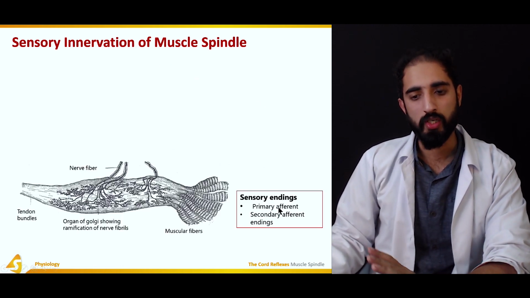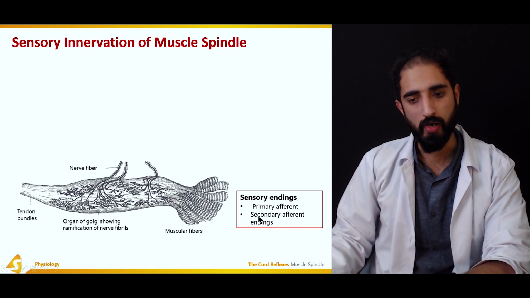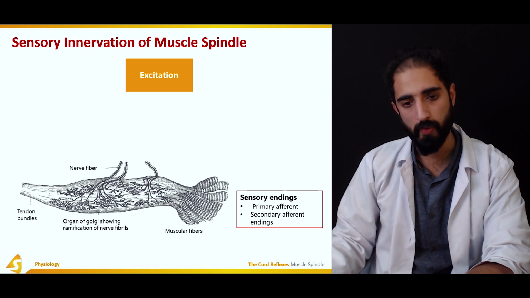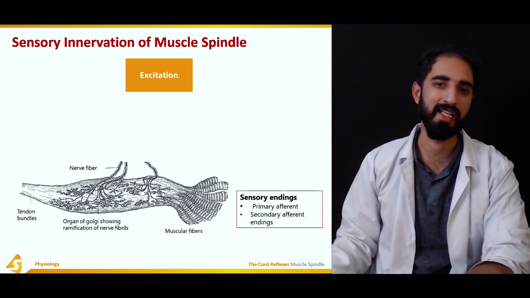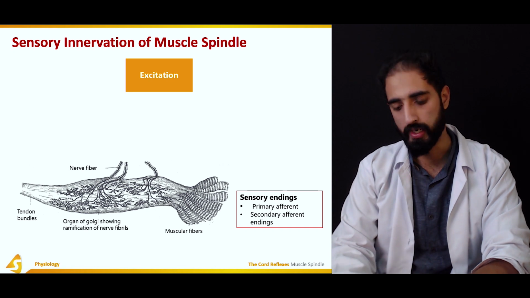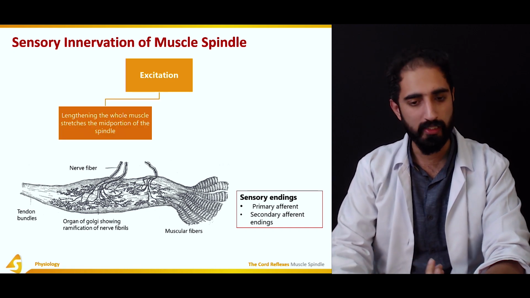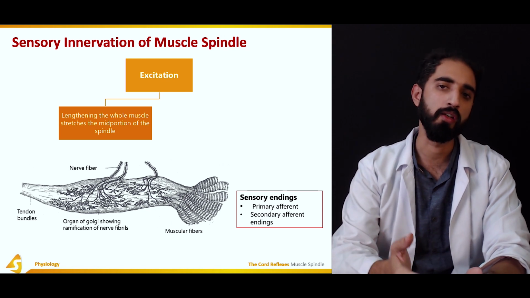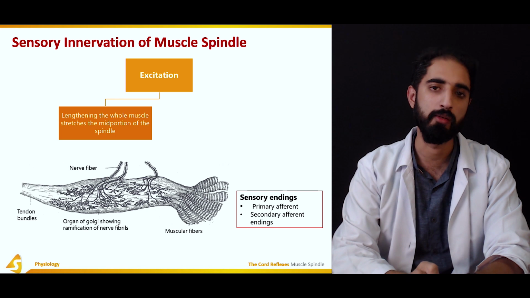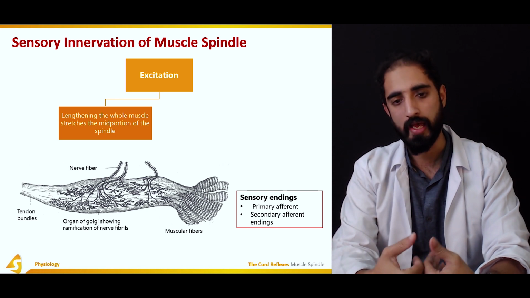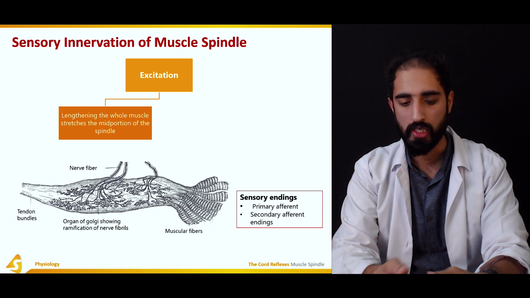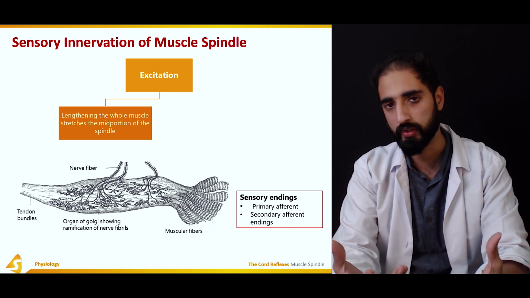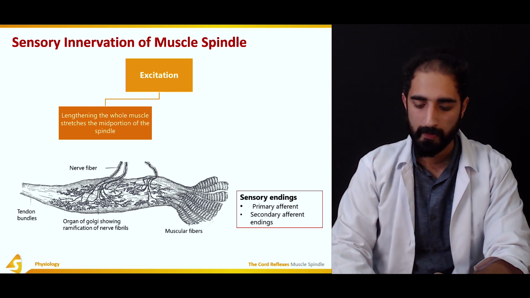So as we already mentioned, we have the primary afferent and secondary afferent. Primary afferents are also known as annulospiral nerve endings, and the excitation of the muscle spindle can happen in two ways. One is very simple. If we lengthen a muscle, the whole muscle stretches, and the muscle spindle or the intrafusal fibers present within the muscle also stretch, and that stretch leads to the excitation of the muscle spindle, which then further leads to the stretch reflex.